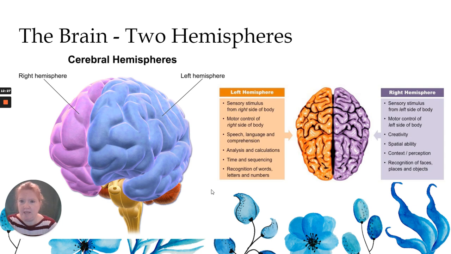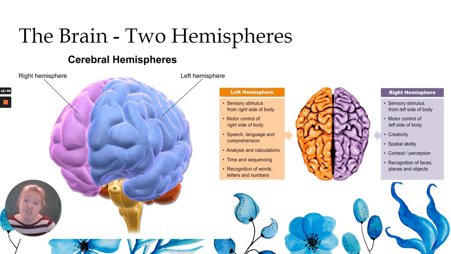Some basics about the brain now. The brain has two hemispheres, right hemisphere, left hemisphere. So the right side of your brain controls the left side of your body, and the left side of your brain controls the right side of your body. Everything from your eyes to your hands to your toes.